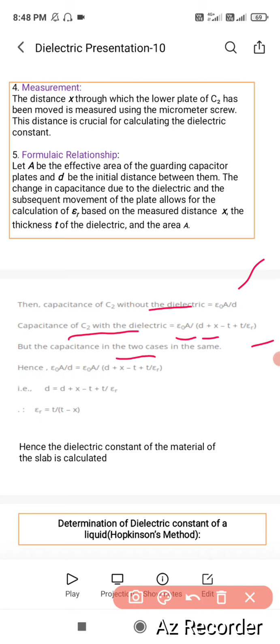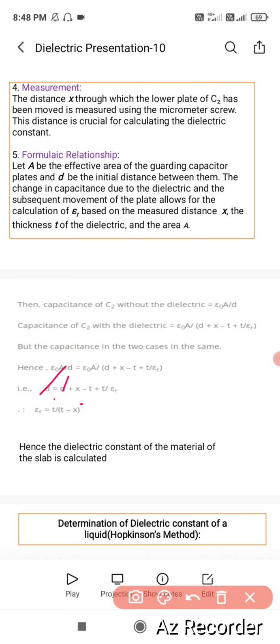The capacitance in the two cases is the same. Therefore, these two equations will be equated. We get epsilon naught A divided by D equals epsilon naught A divided by D plus x minus T plus T by epsilon r. Here epsilon naught A and epsilon naught A get cancelled. Therefore, D equals D plus x minus T plus T by epsilon r.